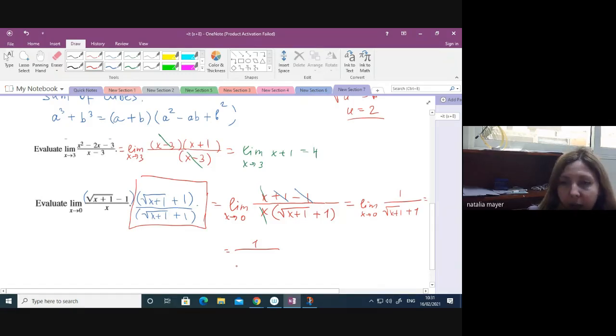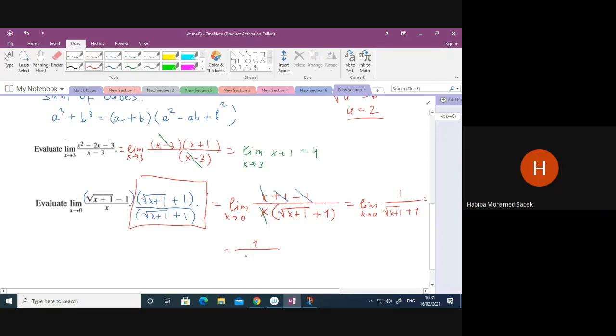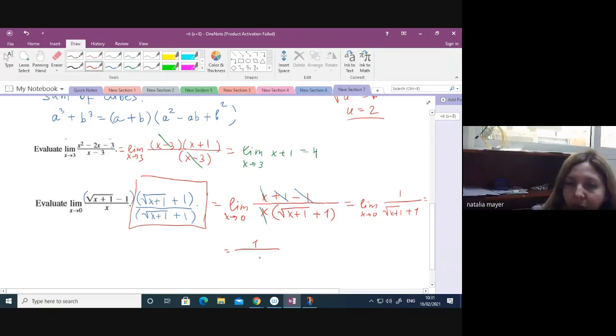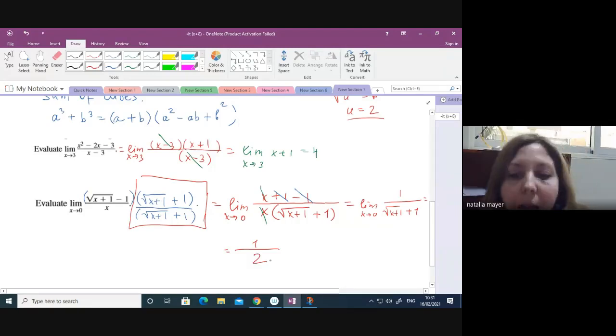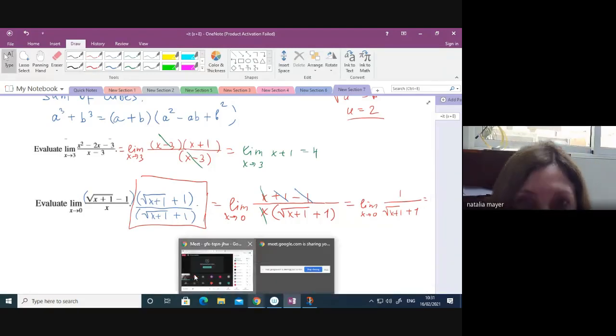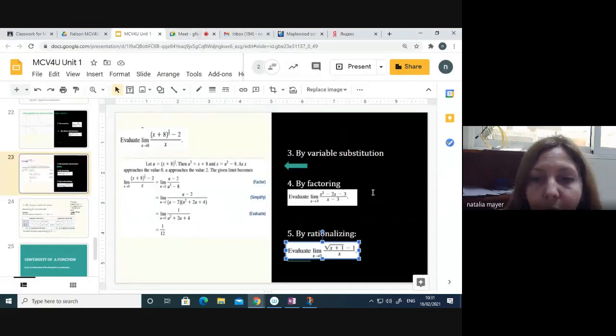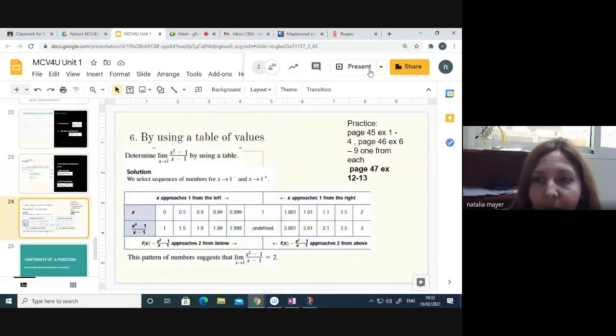Okay, Habiba. So what is the square root going to be? Miss, you want the final answer? Yeah. It's 1 over 2. Yeah, 1 over 2. Good. Yeah. So last strategy. Congratulations.